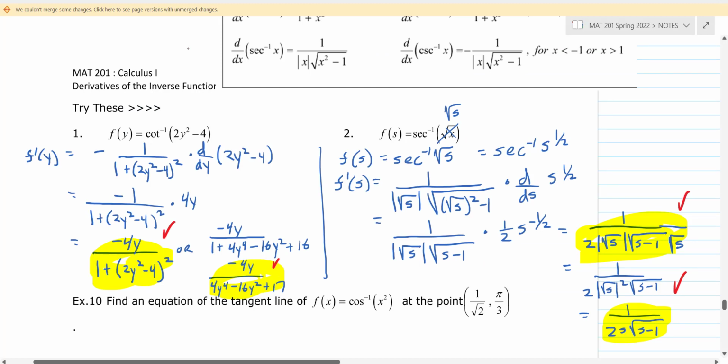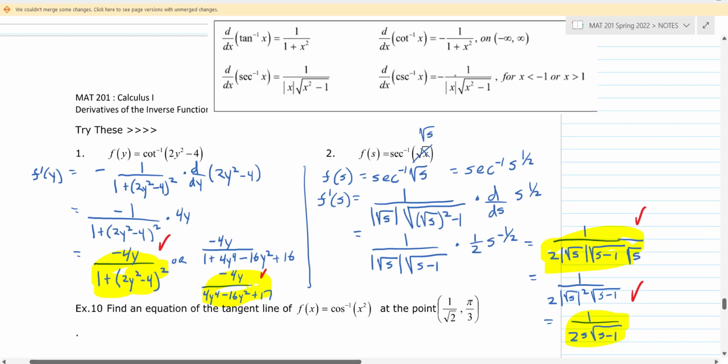Okay, so you can look over what my answers were and see how you did. For the first one, you could give one of two answers. You could just leave this alone, or you could FOIL that out and collect like terms. The formula for the derivative of an inverse cotangent is negative 1 over 1 plus x squared, but we have a function inside, so this is a chain rule. So I did negative 1 over 1 plus (2y squared minus 4) squared, just plugging that in. Then I multiply by the derivative of the function inside, and the derivative of 2y squared minus 4 is 4y. Then I just multiplied across, and that's good enough.